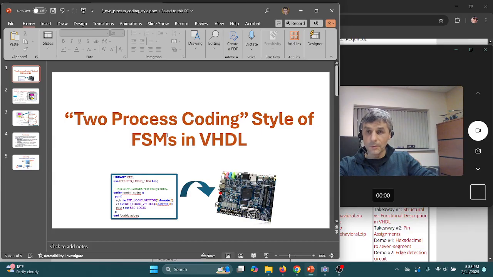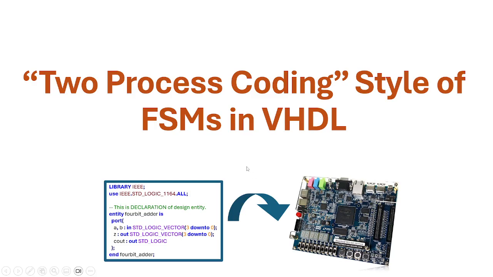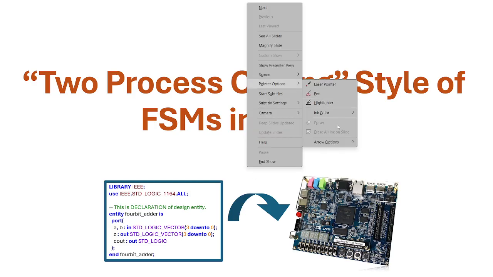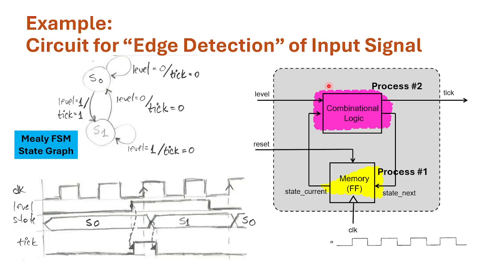This presentation is about two-process coding style of finite state machines in VHDL. The best way to talk about that is to look at an actual concrete example. In this case, the example is an edge detection circuit, which takes as an input a signal level that may transition from 0 to 1 and then later back to 0. The purpose or the job of this circuit is to detect that and generate a short pulse as shown in the timing diagram over here. The output is called tick.